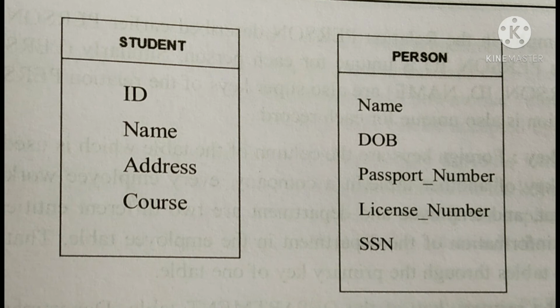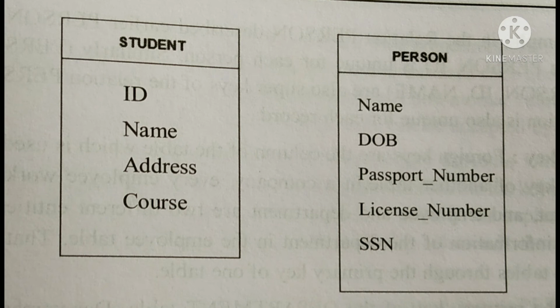A key is an attribute or a set of attributes which helps us in uniquely identifying the rows of a table.